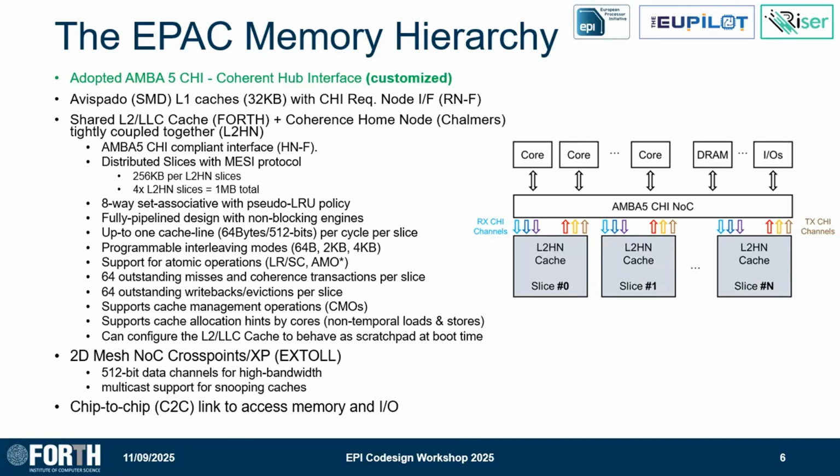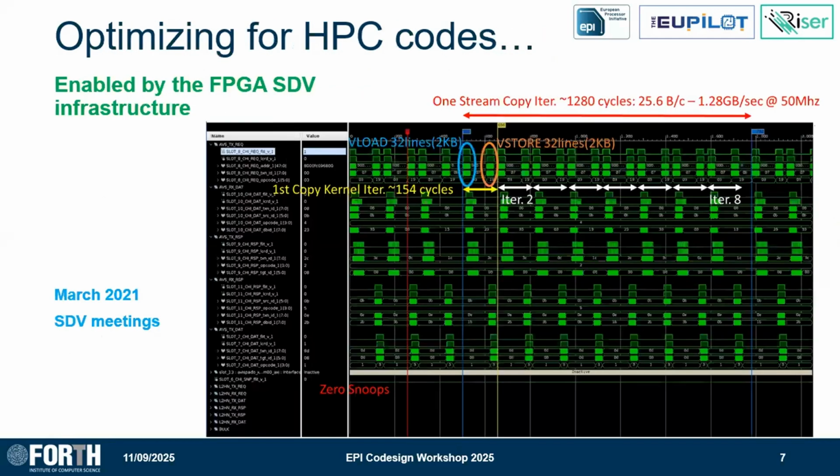And just to mention a little bit, for the 2D mesh, I said there are 512-bit data channels for high bandwidth, and there is also multicast support for snooping inherent in the NOC. And as we said, the chip-to-chip link to get access to memory and I/O.